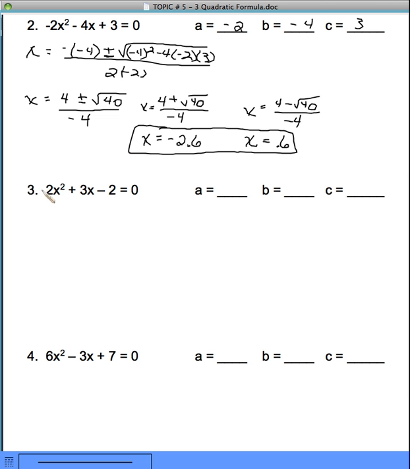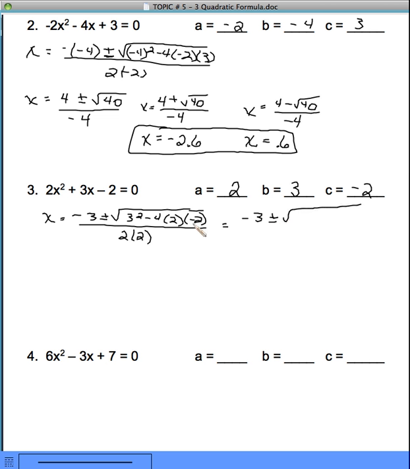On number 3, A is 2, B is 3, and C is negative 2. You're going to put those in the quadratic formula. X equals negative 3 plus or minus the square root of 3 squared minus 4 times 2 times negative 2. All of that over 2 times 2. So we end up with negative 3 plus or minus the square root of 9 plus 16, which is 25. All of that over 4.